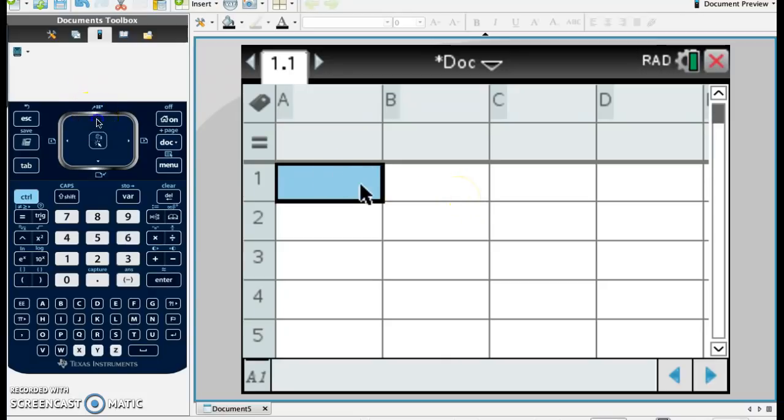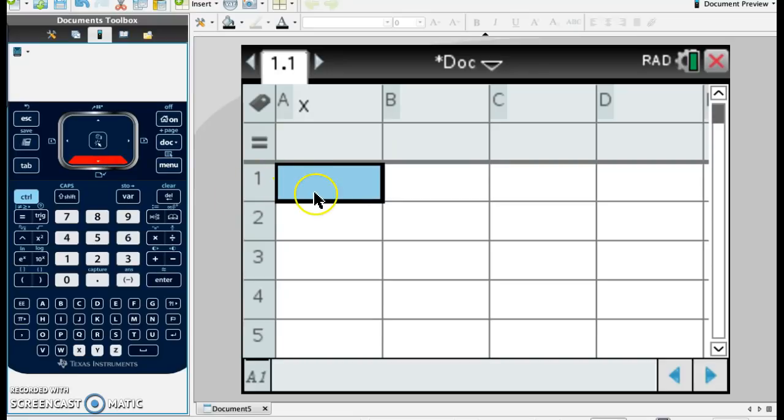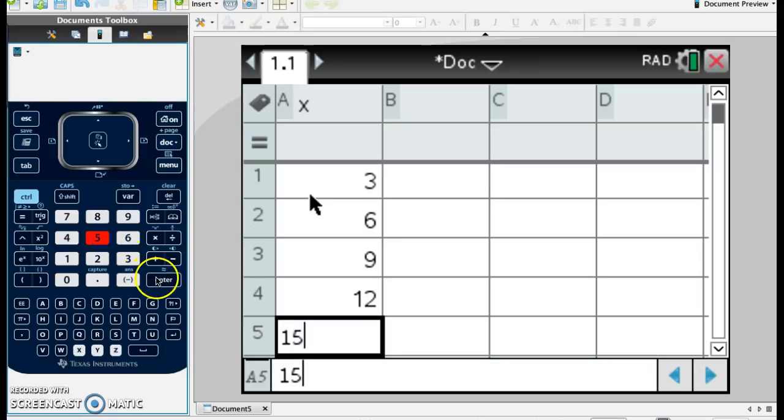To do so, we're going to go up to the very top where it says A, and we can either type in x or we can type in what x represents. In this case, I'm just going to put x for now. And then we need to arrow down until we get to the first cell, and then we can type in the child's age. So 3 all the way up to 15: 3, 6, 9, 12, and 15.